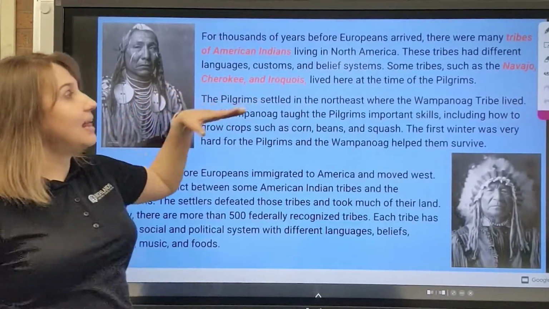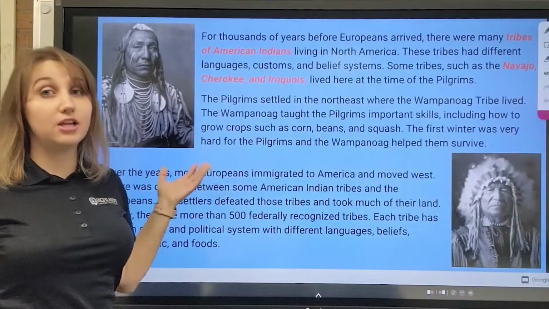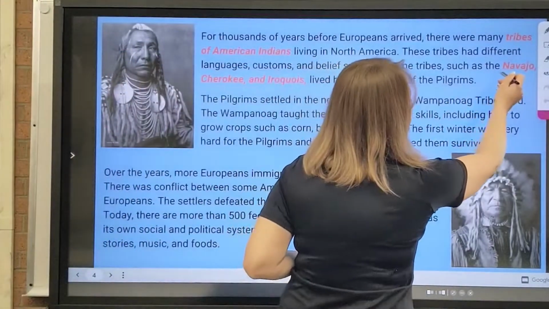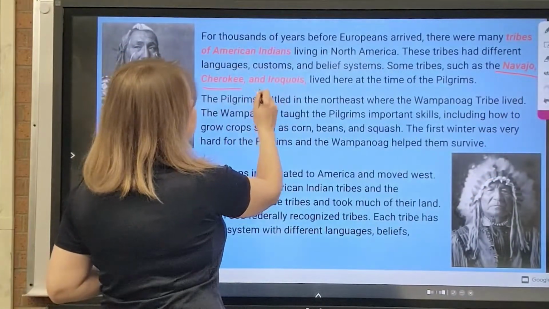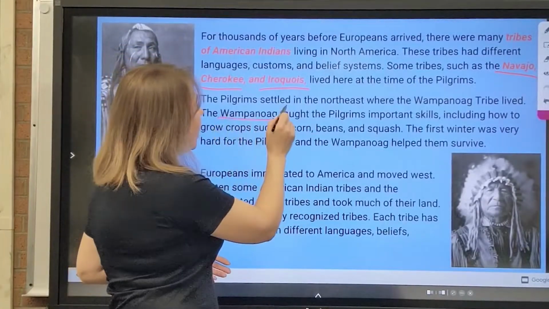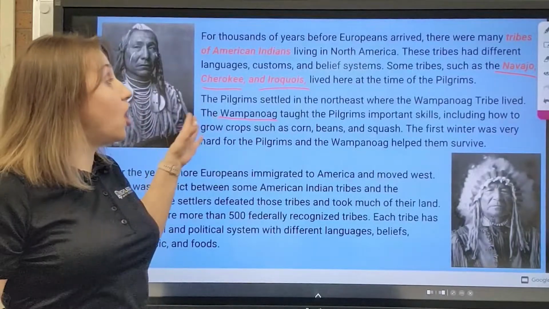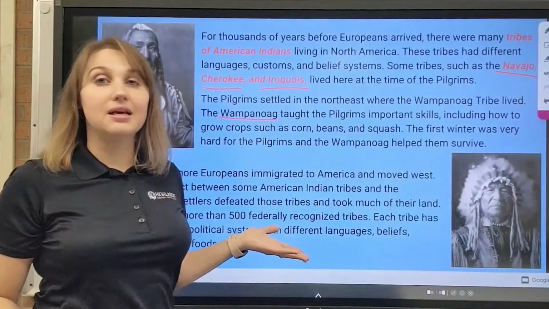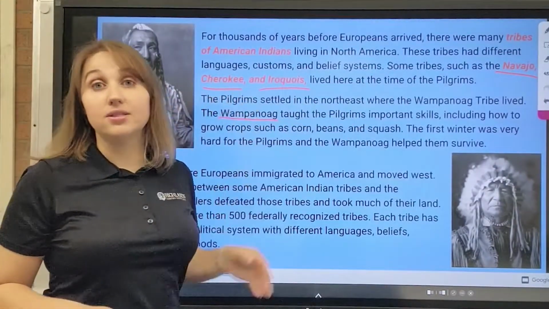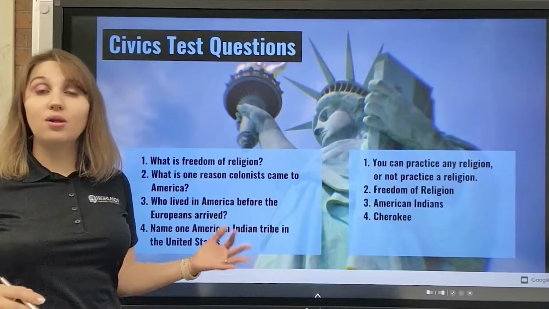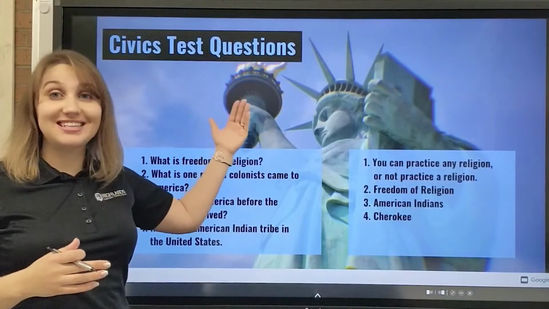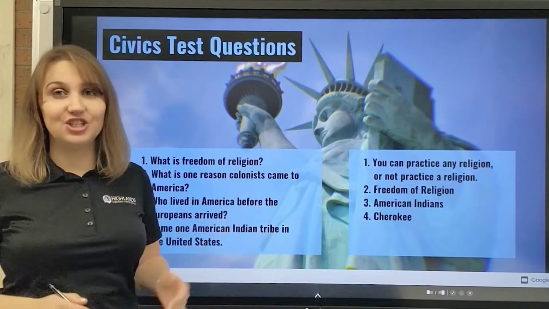So here I have highlighted some of the tribes that used to live at the time when the pilgrims came, and those tribes were Navajo, Cherokee, Iroquois. And one more, the Wampanoag, the tribe that taught the pilgrims important skills, in particular how to grow crops and so on. And right now, let's look at the series of questions that are part of your civics test if you want to pass your citizenship test.